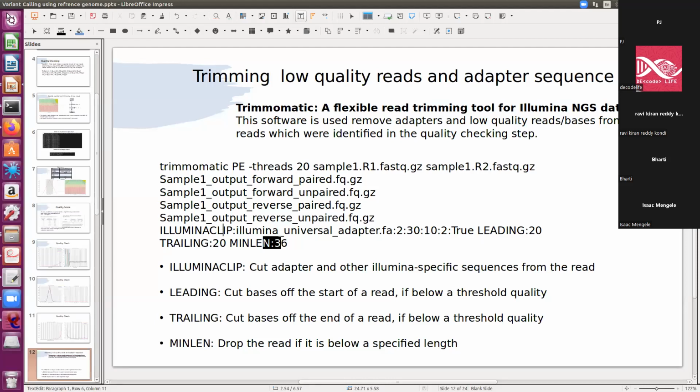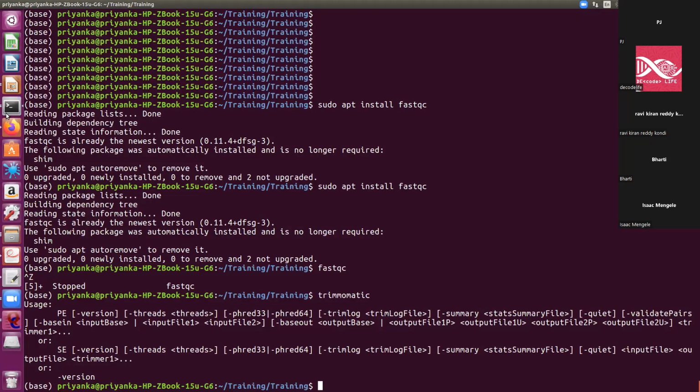Got it? So how to write the loop? That is coding, how you write a for loop. That can be a separate session for coding, how to write code for running for loops and all that. It is not part of running this tool.